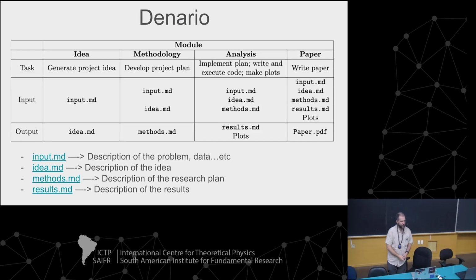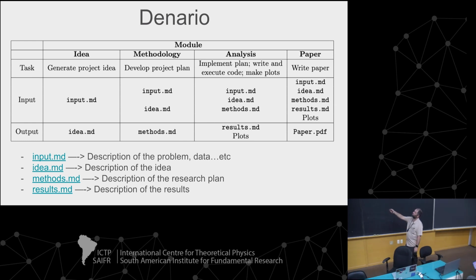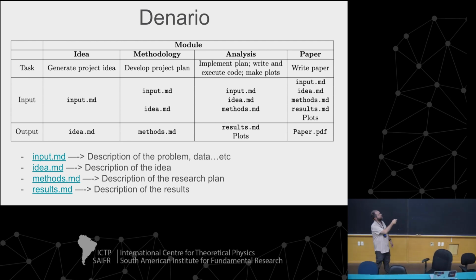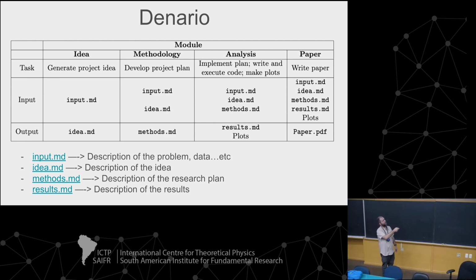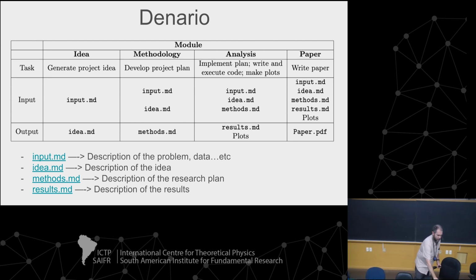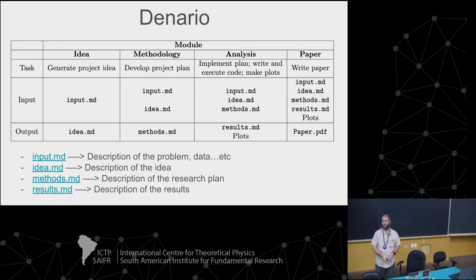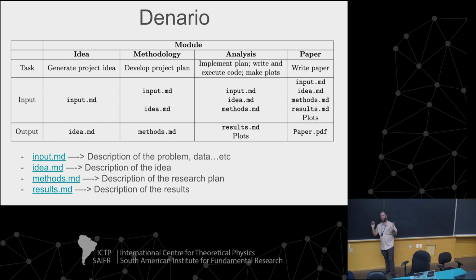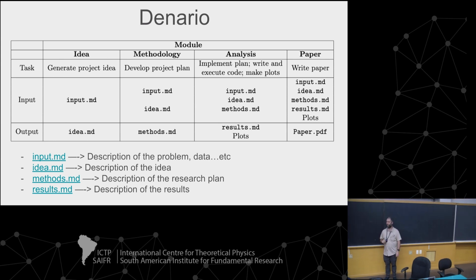Okay, and as I was saying, you can run these things in a modular way. You can maybe just generate an idea. For this, the only thing that you need is the description of the data. But maybe you can just write a paper, and to write a paper, you just need the input text, the idea, the methods, the results, and the plots. And I think that's all from my side, just to give you a little bit about how this multi-agent system works. Any question regarding this?